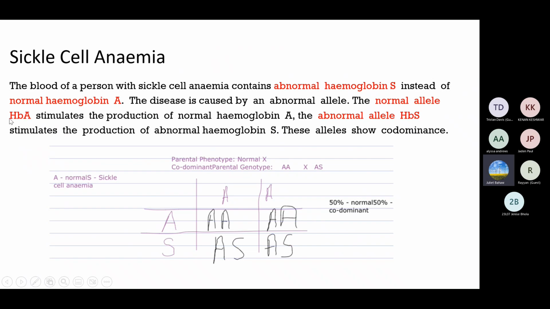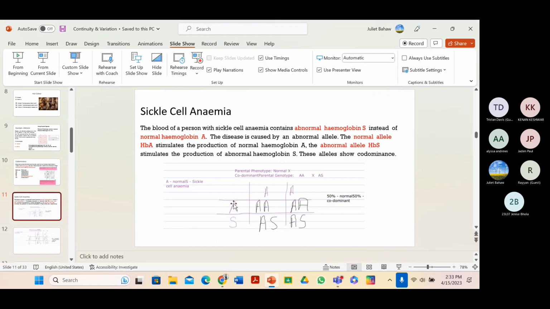So here we are saying normal A, or normal hemoglobin, stimulates the production of normal hemoglobin. The abnormal allele, which is HbS, hemoglobin S, stimulates the production of abnormal hemoglobin S. So let's cross some parents to see.